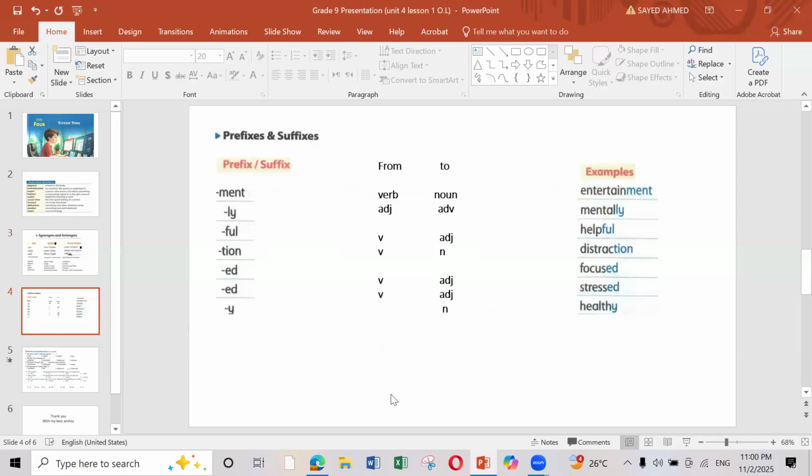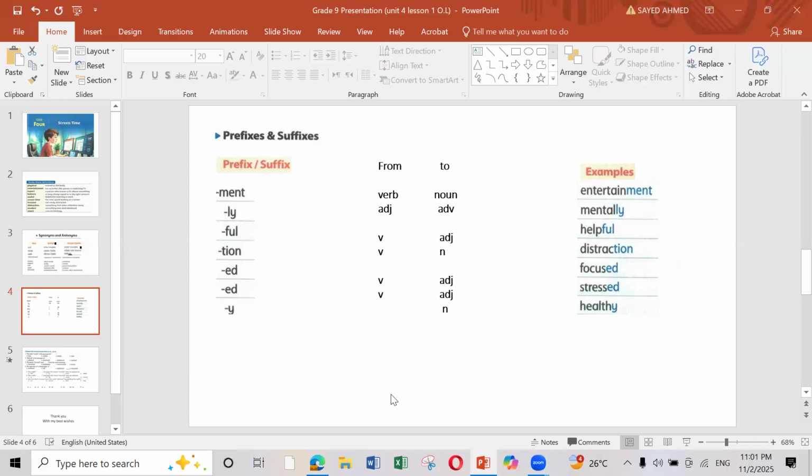In this slide, as you see in front of you, there are some prefixes and suffixes. Prefixes means letters that we add in front of the word to change its part of speech. Suffixes are letters that we add at the end of the word to change also its part of speech. Here we have suffixes, not prefixes. We have ment and ly and ful, tion, ed and ed and y.